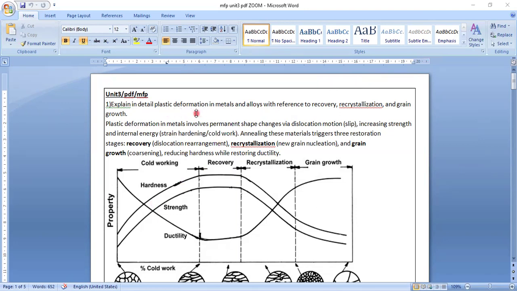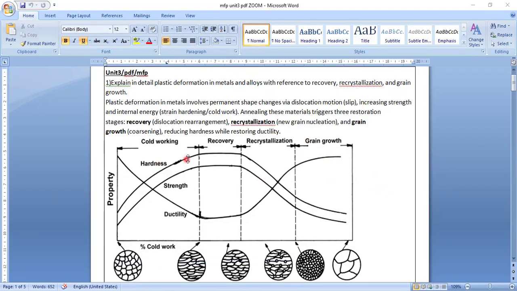As you can see here, the first question is about plastic deformation in mechanical engineering, which is useful for second year students. Here I explain the details of plastic deformation in metals and alloys, also with reference to recovery, recrystallization, and grain growth. Taking the first question.